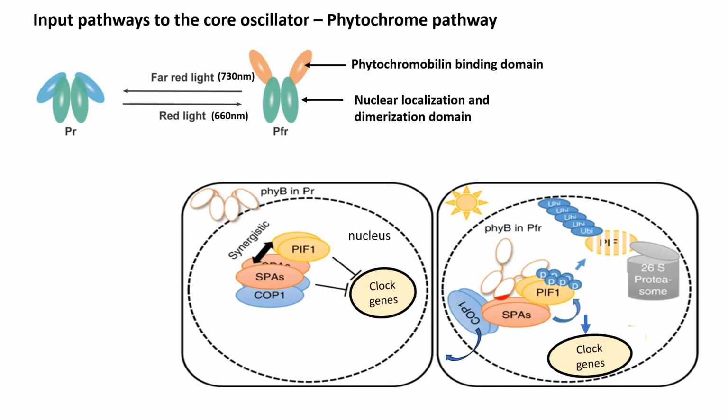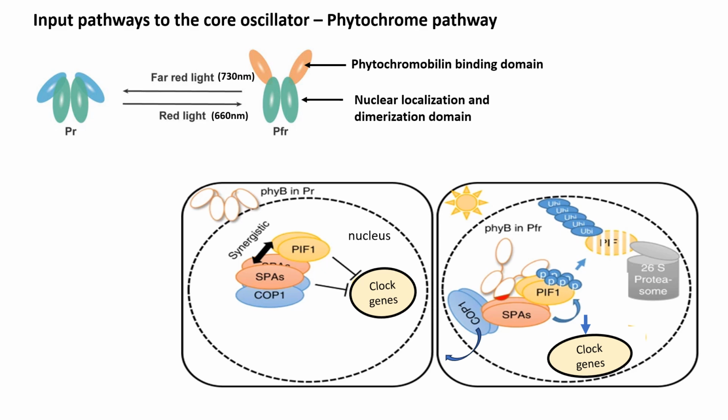Plants have several photoreceptors like phytochromes, which are red light receptors, and cryptochromes and Zeitlupe, which are blue light receptors. These photoreceptors are present in leaves, in the cytoplasm or the nucleus. Let us see how phytochromes perceive light and entrain the core oscillator to the photoperiod.